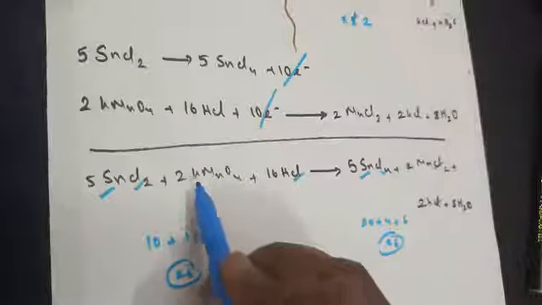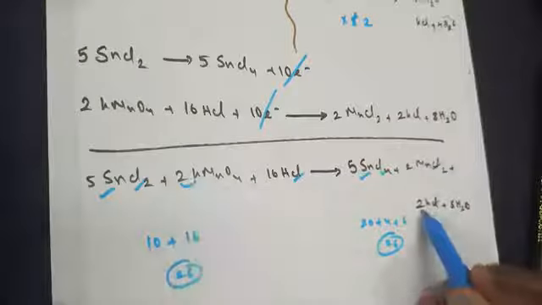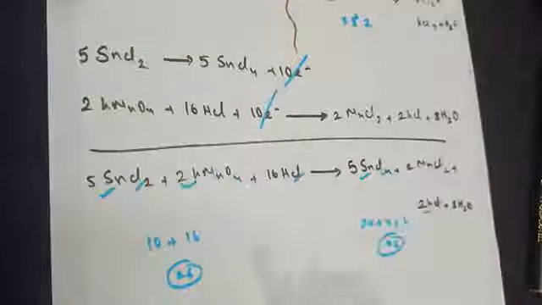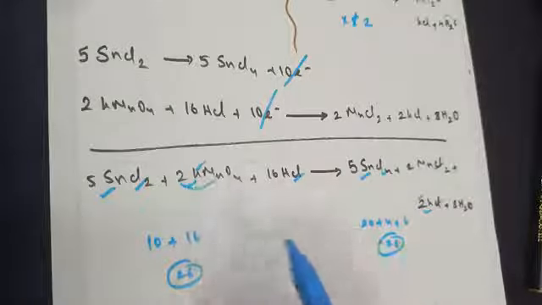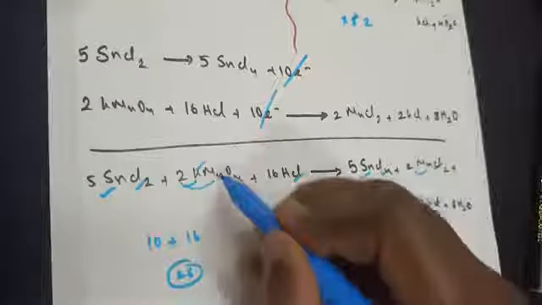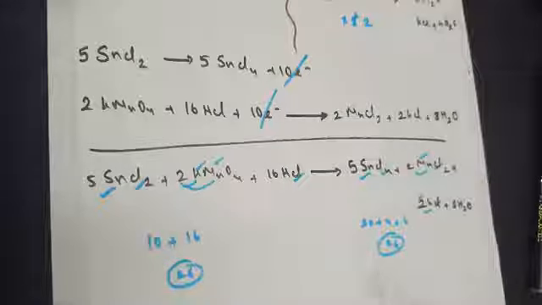Next we are left with potassium. 2 times potassium here, 2 times potassium. So they are also balanced. Come back in terms of manganese. 2 times manganese here, 2 times manganese. So this is also balanced.